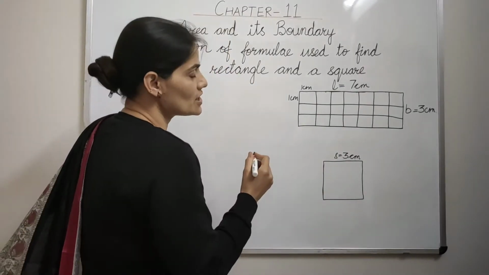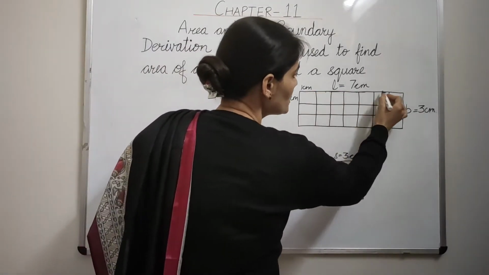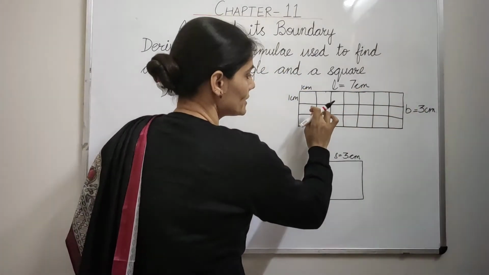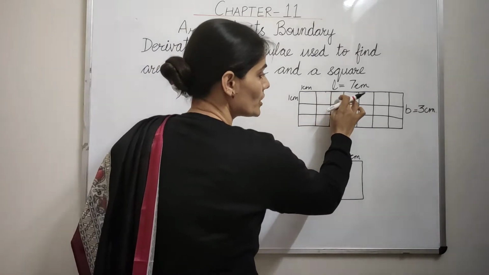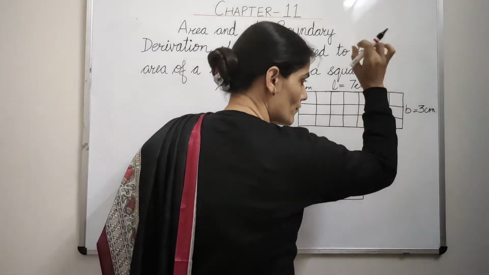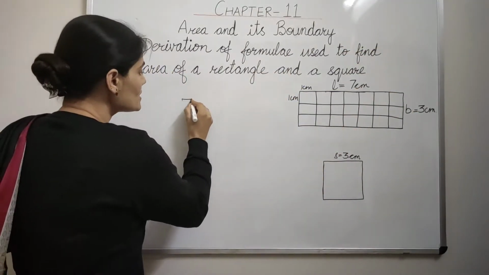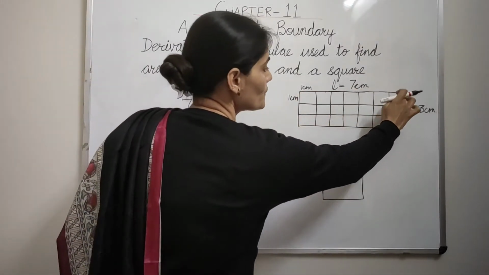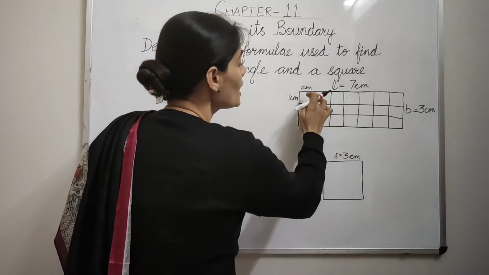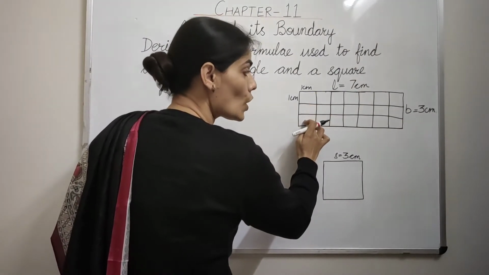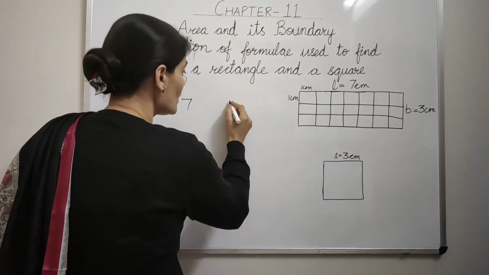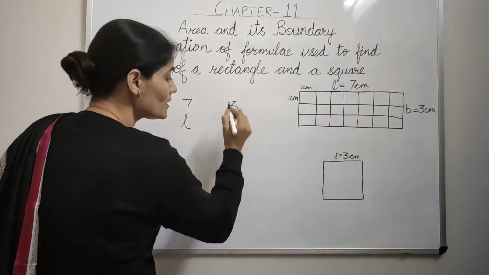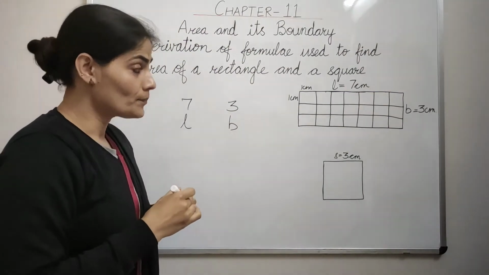So students, just tell me how many unit squares are there along the length of this rectangle. There are 1, 2, 3, 4, 5, 6, 7. So there are 7 unit squares along the length of this rectangle. And how many unit squares are there along its breadth? There are 3. Along the length there are 7 and along the breadth there are 3.